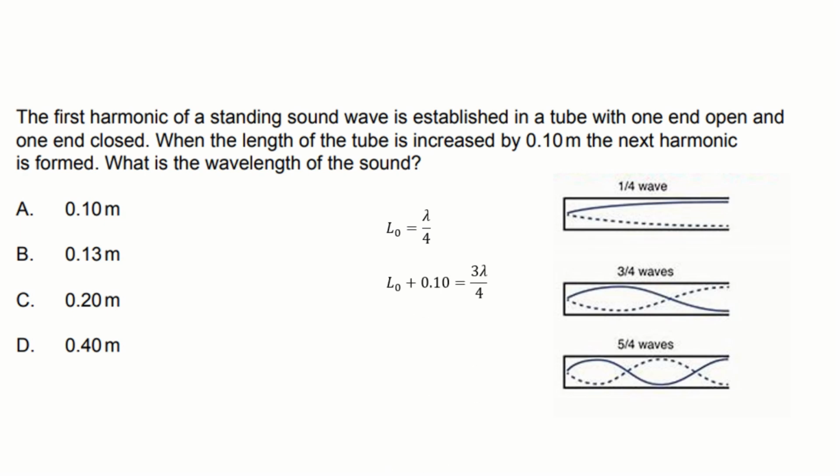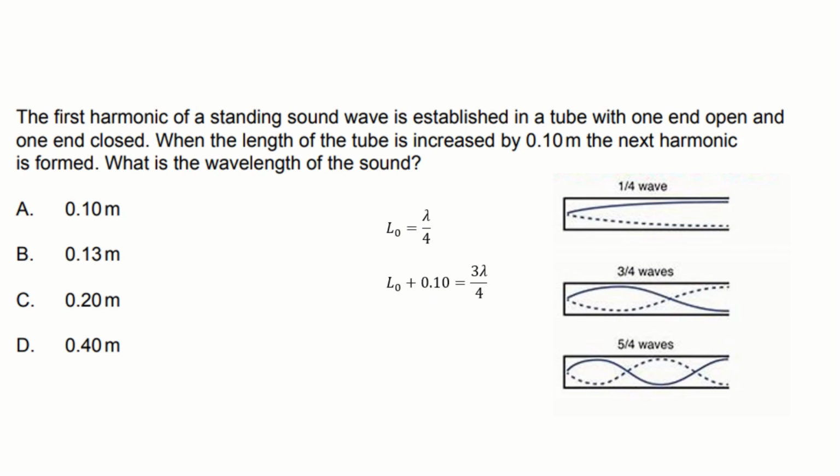Now, what we've done in order to go from first to second harmonic, we have added 0.1 meters onto the length of our pipe. So we've made the pipe longer. So hopefully you can understand that what we've done is we've got a new length, which is bigger than L0, the original length, by 0.10 meters.